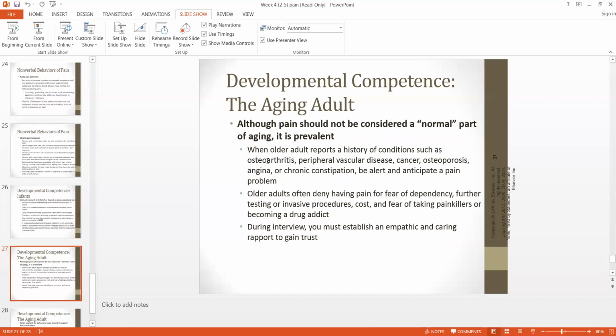So when they have osteoarthritis, again, peripheral vascular disease, cancer, these things that we looked at in the earlier slide, angina, chronic constipation, be alert and anticipate a pain problem. Older adults may deny having pain for lots and lots of reasons. If we say, I can imagine you're in pain, it's okay to tell me, maybe we can do something about it. One of the best ways to get rid of arthritic pain is to go swimming.